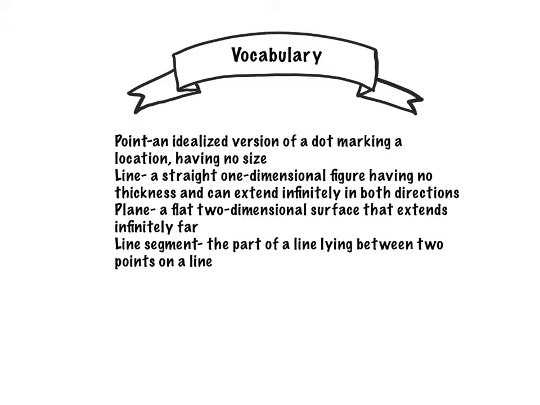The vocab that we will be using today is point, line, plane, and line segment. A point is an idealized version of a dot marking a location, having no size. A line is a straight, one-dimensional figure having no thickness and can extend infinitely in both directions. A plane is a flat, two-dimensional surface that extends infinitely far. And a line segment is the part of the line lying between 2 points on a line.